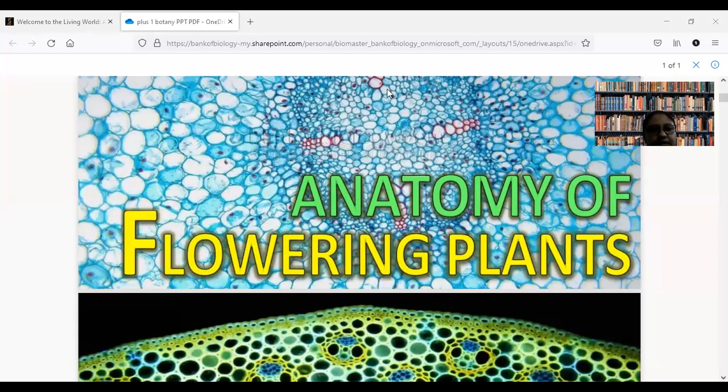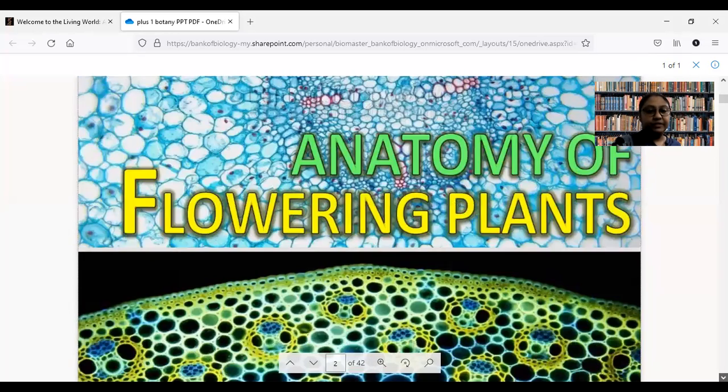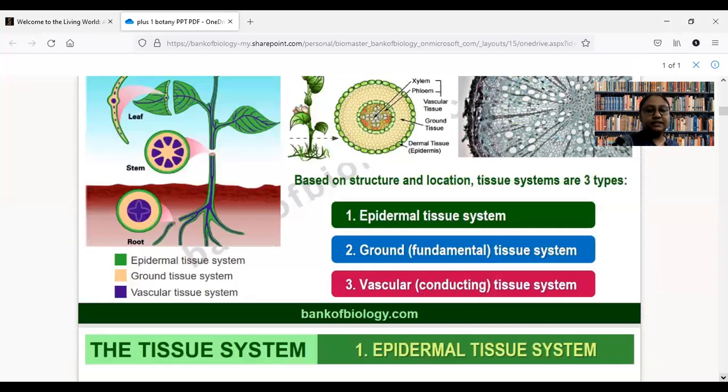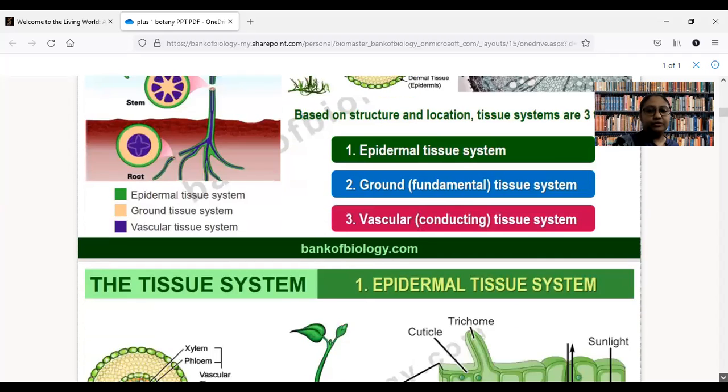So, good evening, everyone. Yesterday we had just the introduction of anatomy of flowering plant part 2, where we discussed that plant tissue can be divided into three areas depending on their position. This is epidermis, then ground tissue, and the vascular bundle. So I'm just quickly scrolling that these are the things, these are their position.